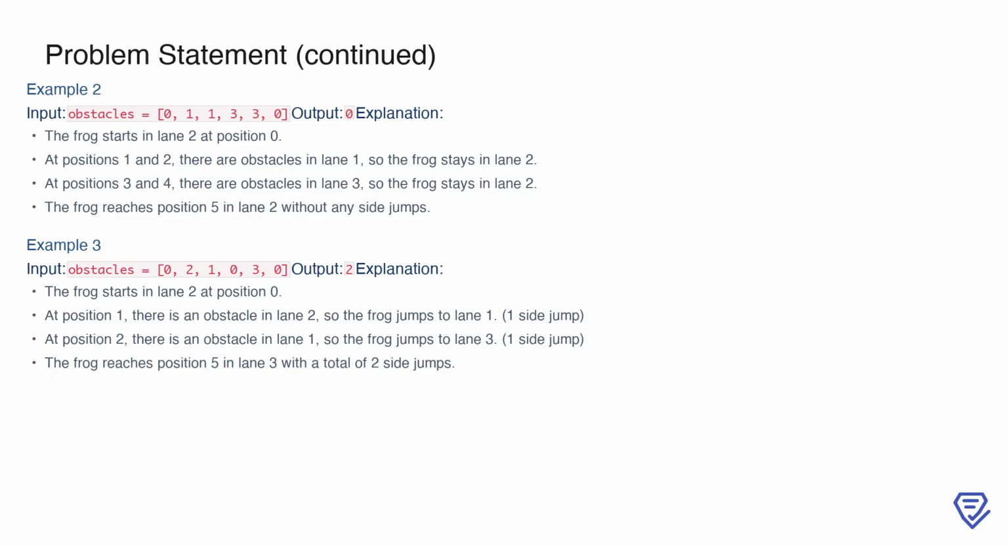In another example, obstacles equals 0, 2, 1, 0, 3, 0, the frog begins in lane 2. At position 1, there's an obstacle in lane 2, so the frog jumps to lane 1. At position 2, lane 1 has an obstacle, so the frog jumps to lane 3. From there, the frog moves forward in lane 3 and reaches the end. This time, the frog made 2 side jumps, which is the minimum for this input.